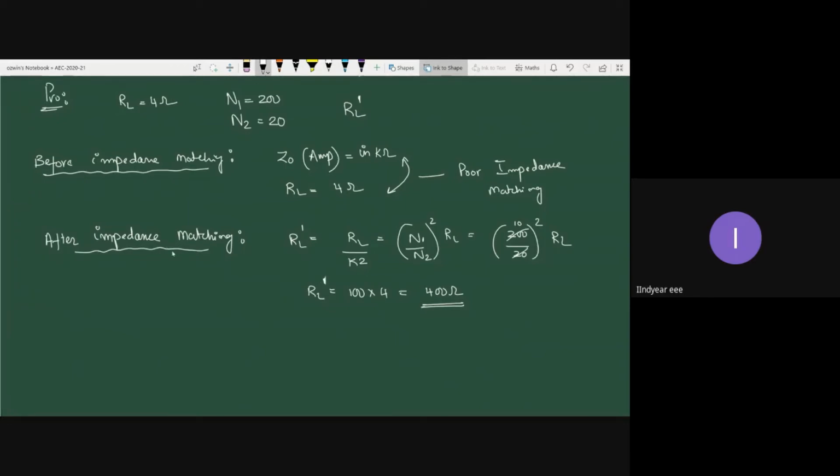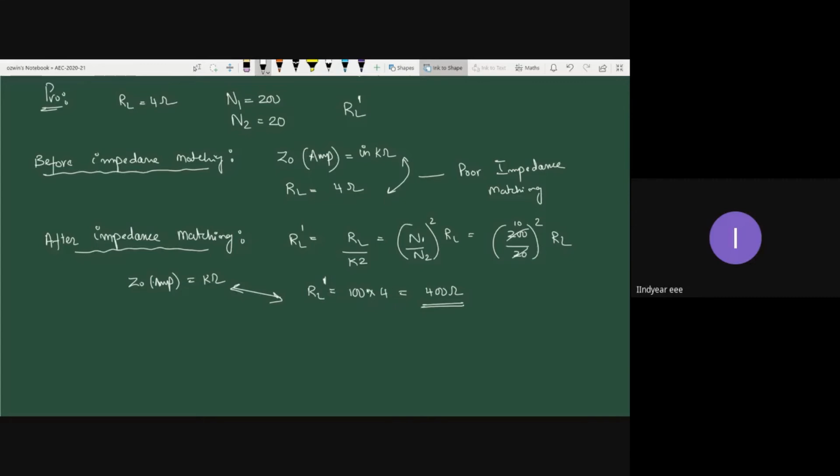So therefore, after impedance matching, if we were to compare the impedance level, Z0 of the amplifier will not change, because it's a source. So Z0 is in kilo ohms, but now RL has been increased to 400 ohms. Earlier it was 4 ohm, now it is 400 ohm. That means to say, way better than the previous case. You can say that the impedance has been magnified by a factor of 100, right?